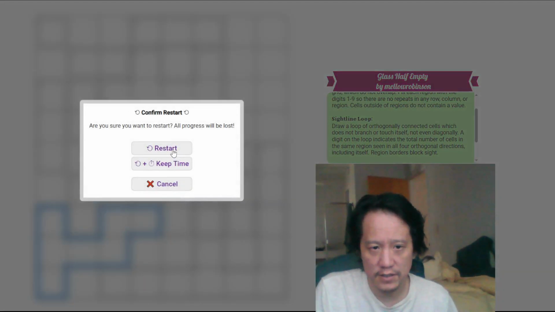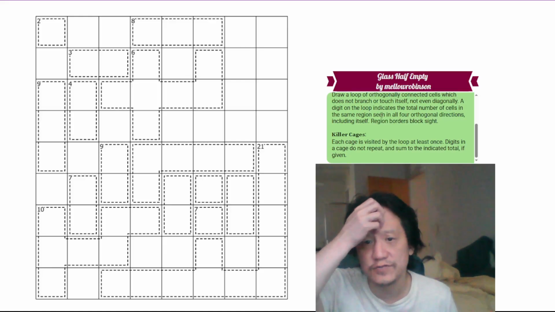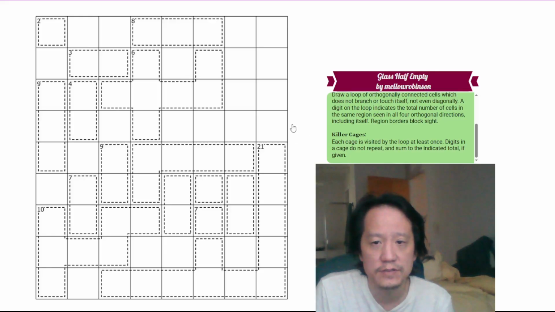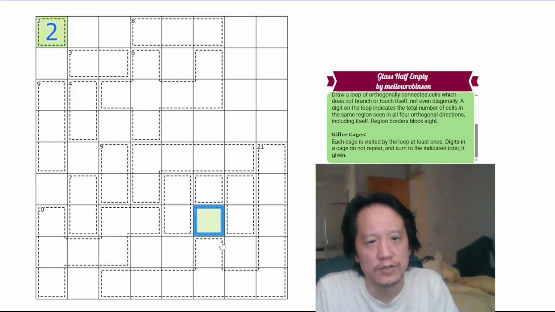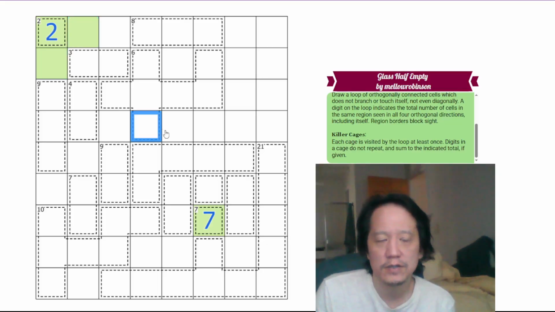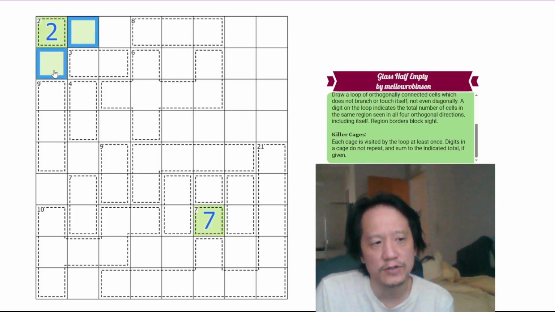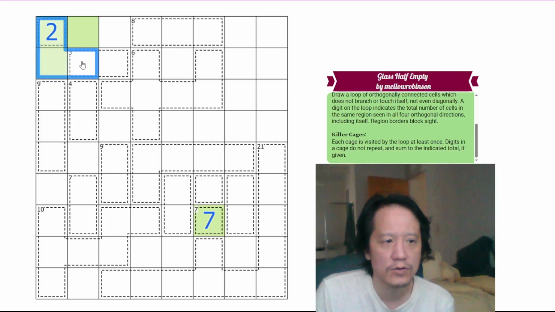Let's go. Okay. So each cage is visited by the loop at least once. So this must be visited by the loop, and this must be visited by the loop. We know that for certain. So this must be a 2 here, and this must be a 7. So in this region, it only sees two cells. Well, the loop has to go this way. So one of these cells is in the region, therefore the region must continue either here or here.